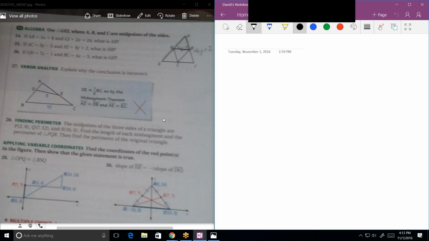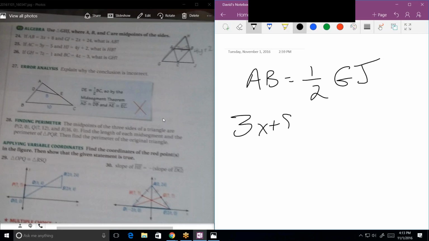And they're telling you it's 2x plus 24. So how can I take the information they're giving me? In other words, first of all, let's start here. AB is equal to what? 1/2 of GJ, right? Yeah. That's where I want to start. Now, so AB is 3x plus 8. And they've told us that GJ is 2x plus 24. Now we have an equation that I can solve easily.